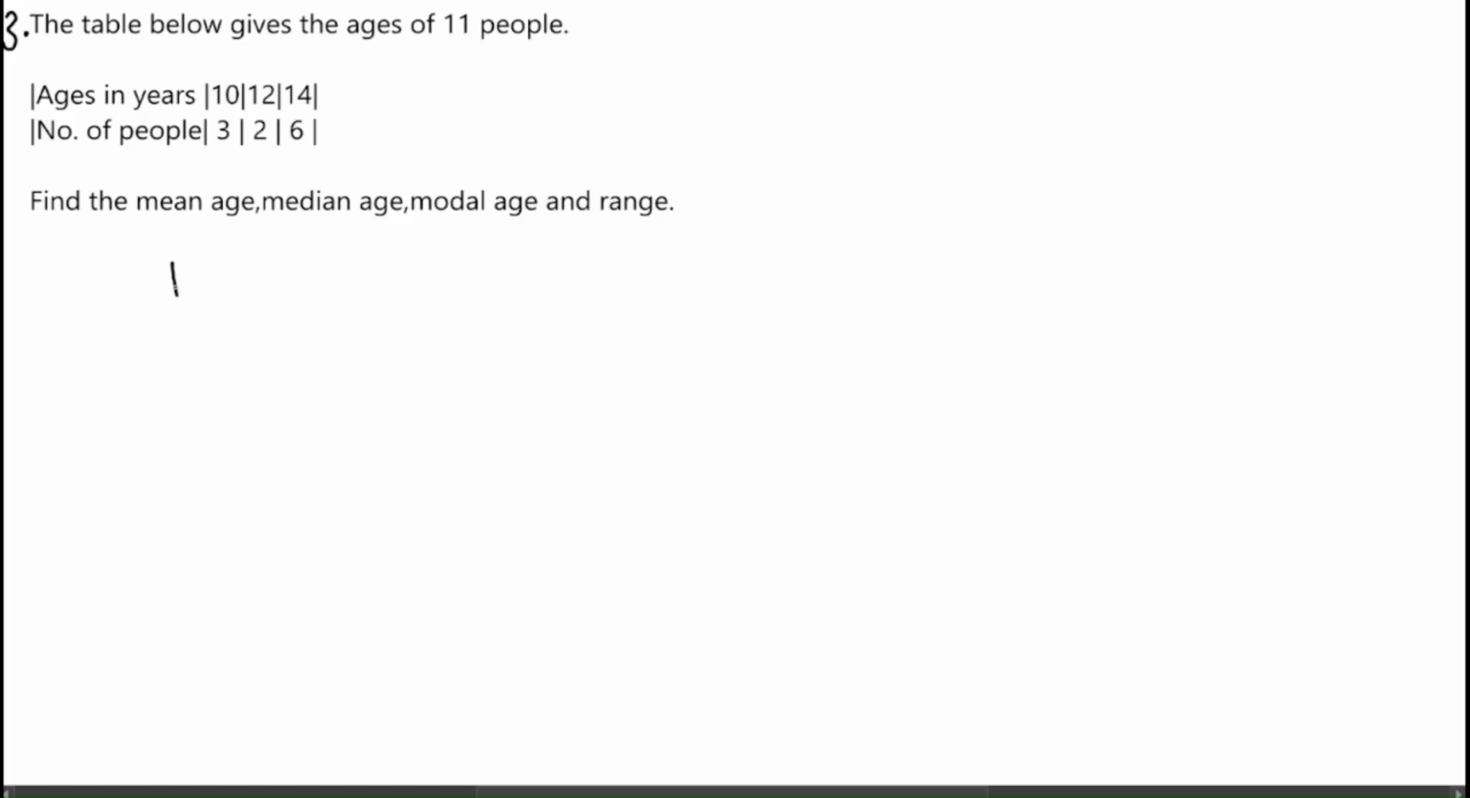The next question is given a frequency table. Before we solve, let me show you something. From the frequency table, there are some guys whose age is 10 years. Some other guys whose age is 12 years. And some other guys whose age is 14 years. So those guys whose age is 10 years are just 3. And those guys whose age is 12 are just 2. Then the other guys whose age is 14 years are 6.